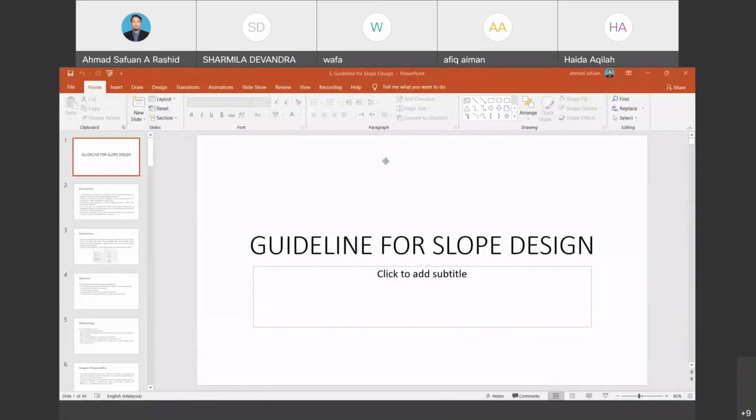So now we move to the next topic, which is the guideline for slope design.